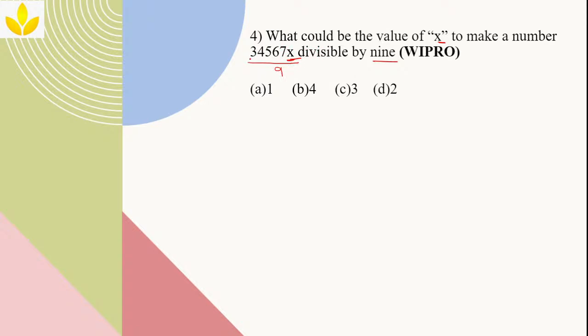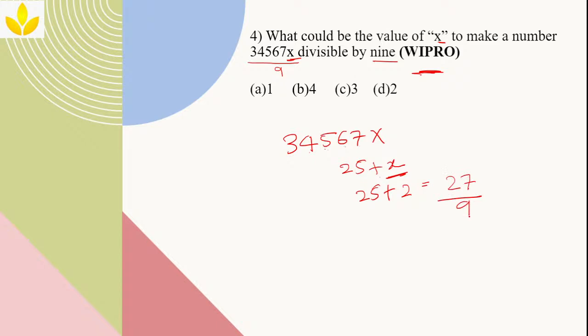Okay. So, let us do that. 3, 4, 5, 6, 7, x. And this question is taken from Wipro. 3 plus 4, 7, 7 plus 5, 12, 12 plus 6, 18, 18 plus 7, 25. For 25, what you should add? To make this number divisible by 9, you have to add 2, which is the nearest, right? You have to always add the nearest number. So 27, which is divisible by 9. So what you are adding as x? You are adding 2, and that is your answer. As simple as that.